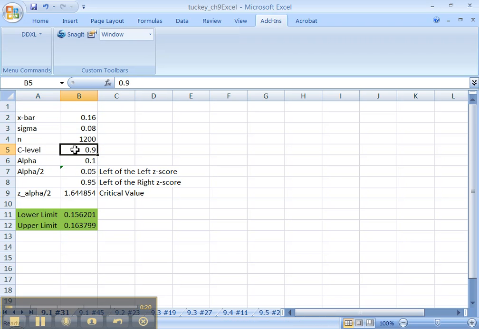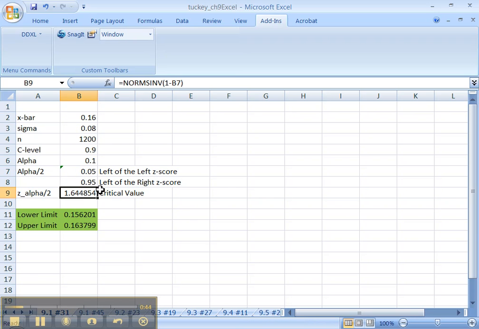This is the confidence level, which is the middle portion. And then what you need to do is figure out alpha, which is the two outer tails. So if the middle is 90%, then the outer tails is 10%. Then you cut that in half for the left tail, and then you take the complement of that for the left tail of the right z-score. In other words, these two have to add up to 1 because they're complements of each other.